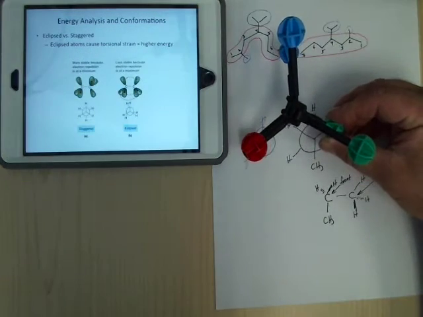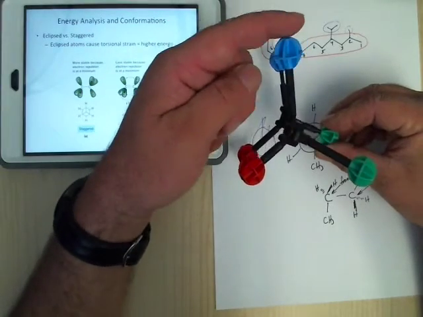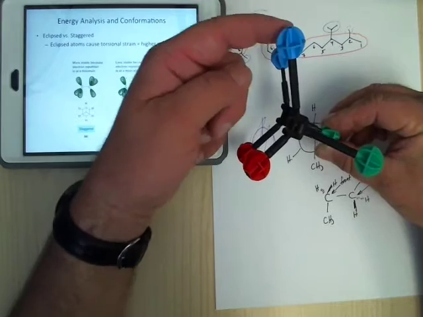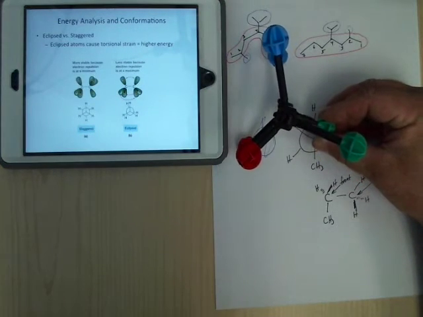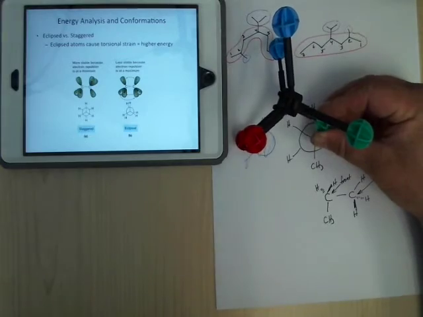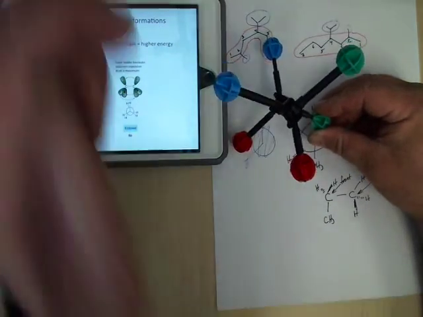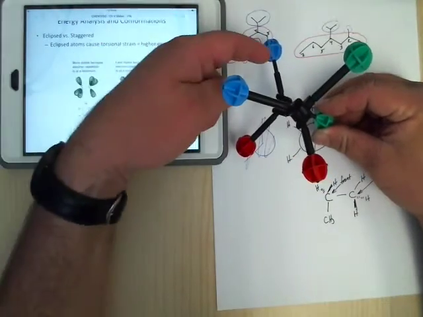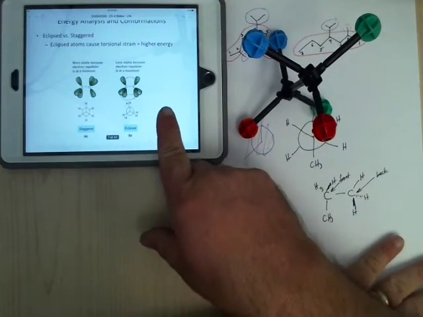This is called eclipsed. Okay, these guys are always going to be able to feel each other, so there's going to be some interactions there, and 99.999% of the time, if you're looking at which one's more stable, it's going to be the staggered version, right? Because you're basically putting more distance between these two. So staggered is always going to be less energy than eclipsed.